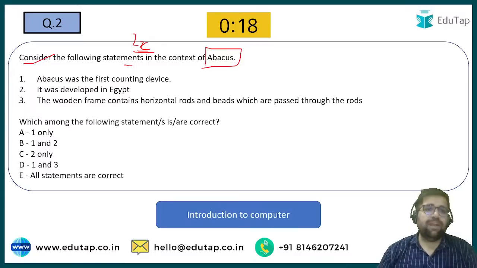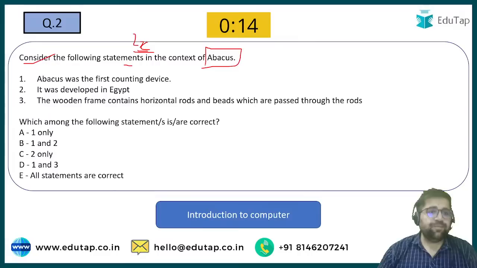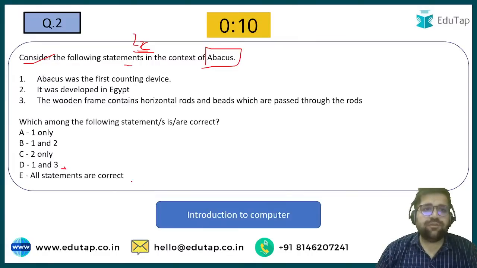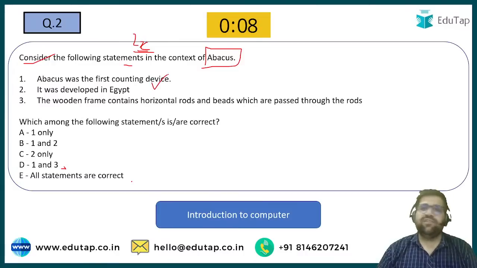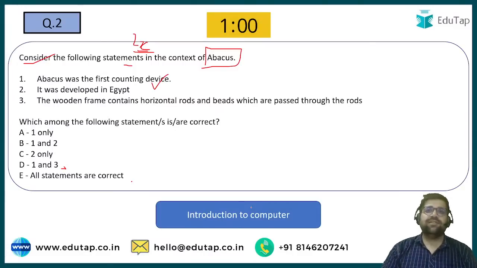Now let's see who is able to answer the question. D and E, I can see there is a war between D and E. If you see, Abacus was the first counting device. This statement is very much correct. This particular question has been taken from the introduction. The introduction subtopic is the history of computers. Now there is Abacus, and there are different other machines as well.